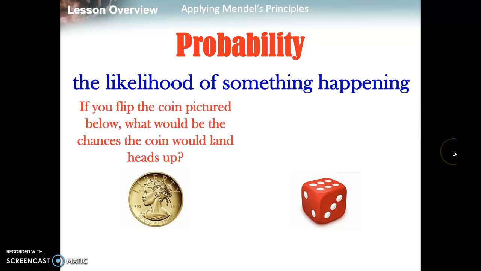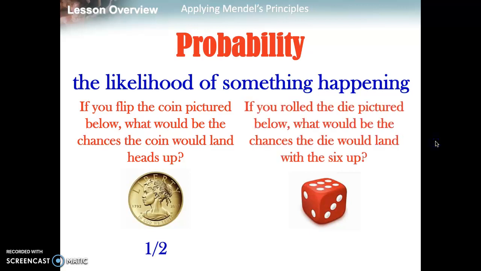You guys know if you flip a coin, pictured below, what would be the chances the coin would land heads up? Well, there's one heads and there's one tails, and you all would say you have a 50% chance, and you would be right. So we say the probability is 1/2, or 1 out of 2, or 50%.